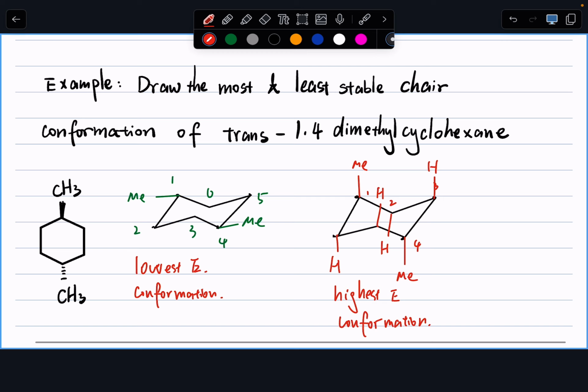Okay, and let's do the ring flip together and put the methyl group on the equatorial position. And that's what it looks like. Now when putting the methyl group in the equatorial position, we can see this methyl group is way away from the other groups.